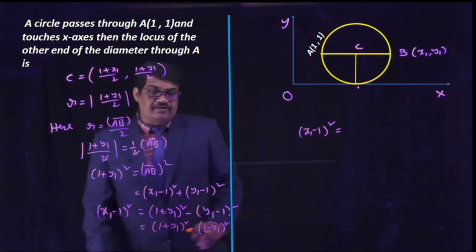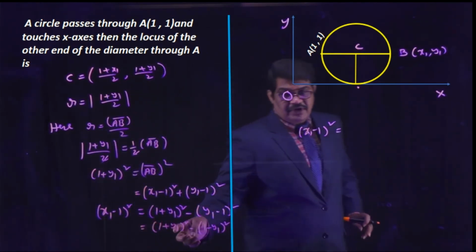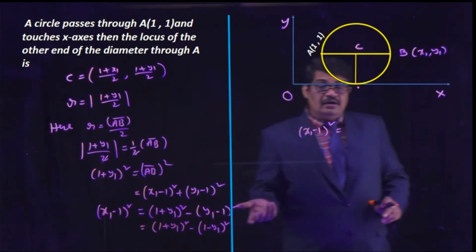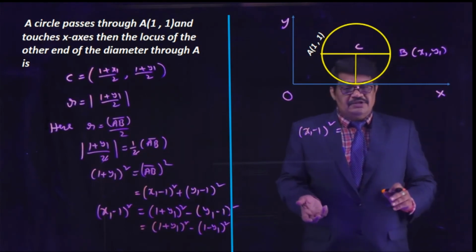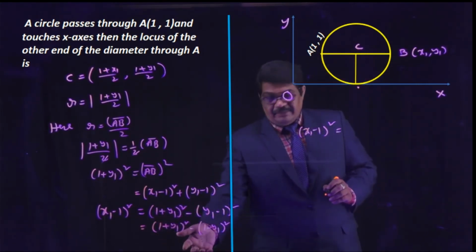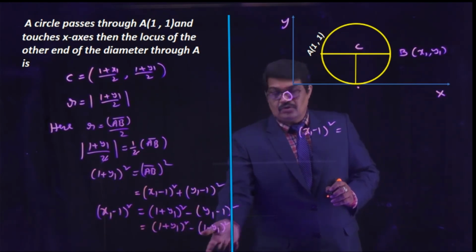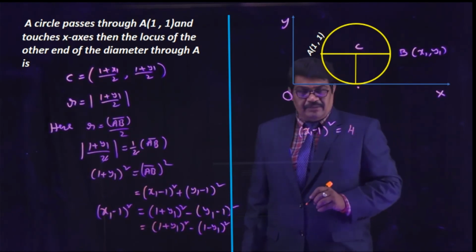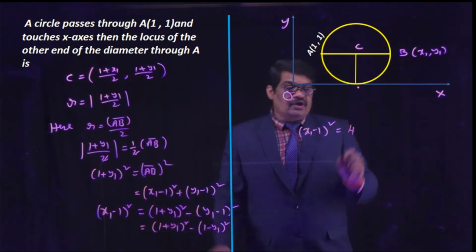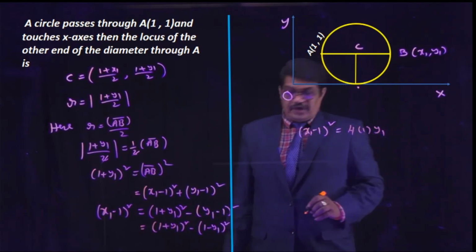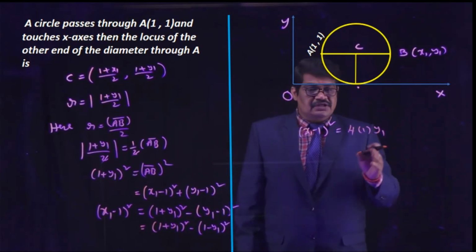So this is in the form of (a plus b) whole square minus (a minus b) whole square. What is the formula? (a plus b) whole square minus (a minus b) whole square is 4ab. Here a is 1 and b is y1. This is the equation in x1, y1.